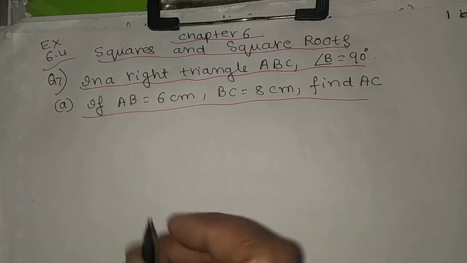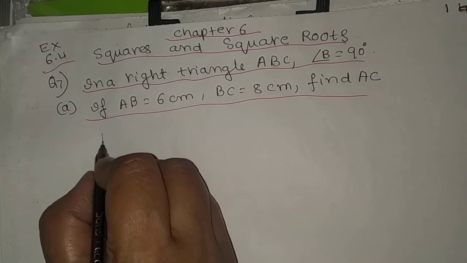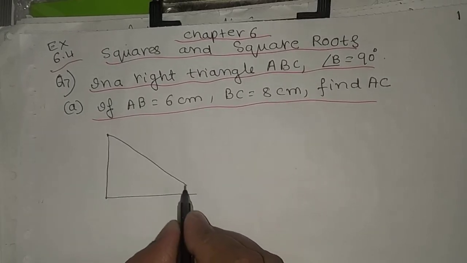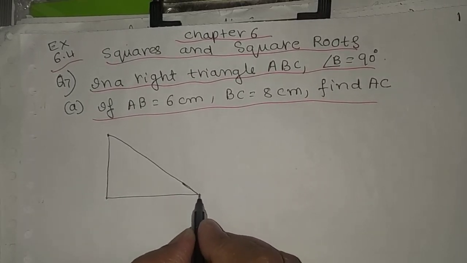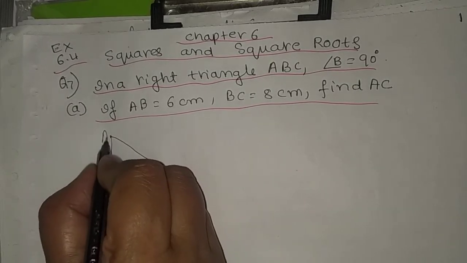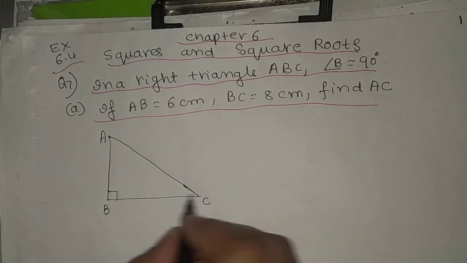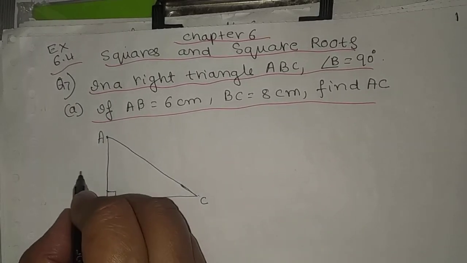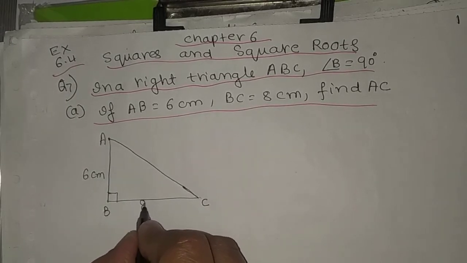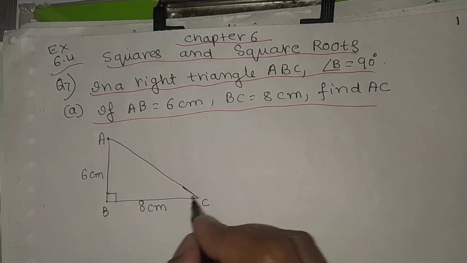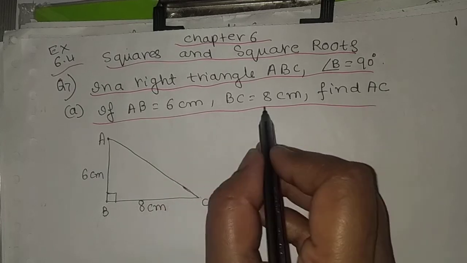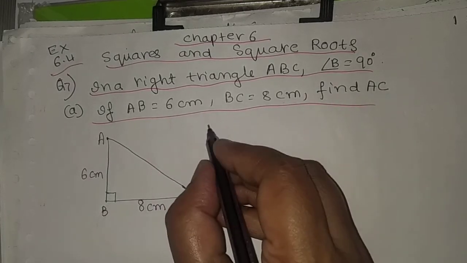So next we'll draw this triangle, that is the given data. According to the given data, this is the triangle, then 90 degrees at B, this is B, this is A and this is C. And what is AB? AB is 6 centimeters and BC is 8 centimeters. So the given data: AB 6 centimeters, BC 8 centimeters, find AC.